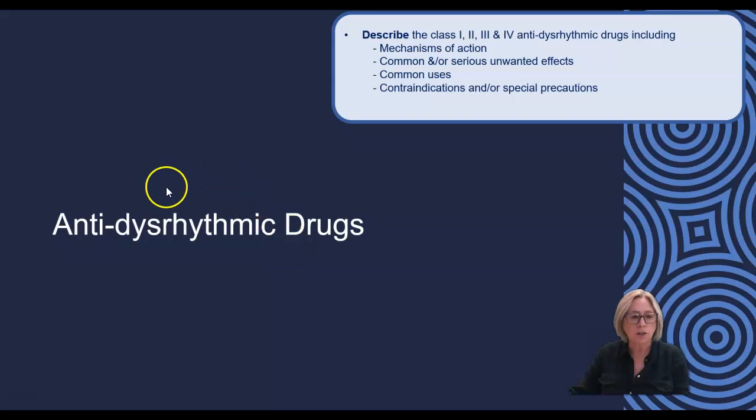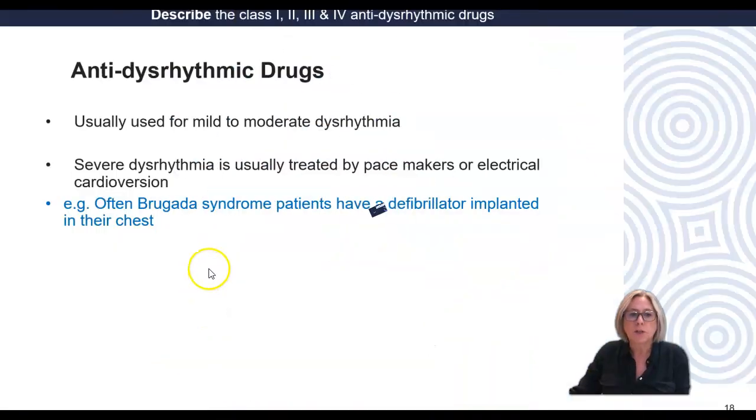So these are drugs that are used to treat arrhythmias or dysrhythmias. There are four classes, class 1, 2, 3, and 4, that we're just going to give you a brief overview of. Now, these drugs are usually used for mild to moderate dysrhythmia. Severe dysrhythmia is usually treated by pacemakers.